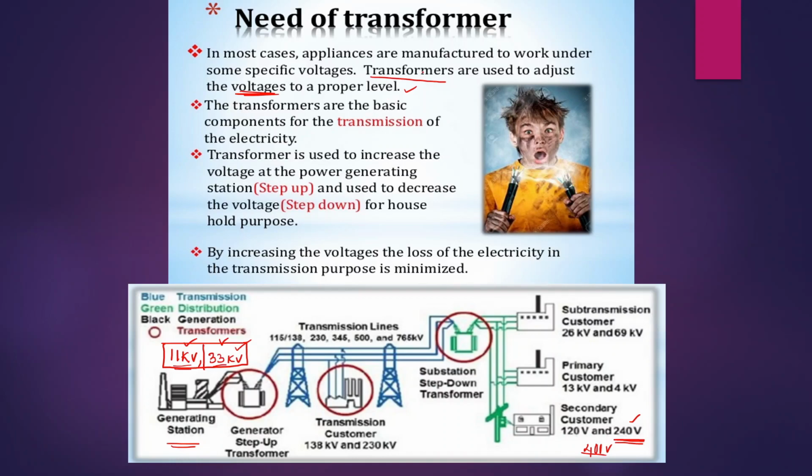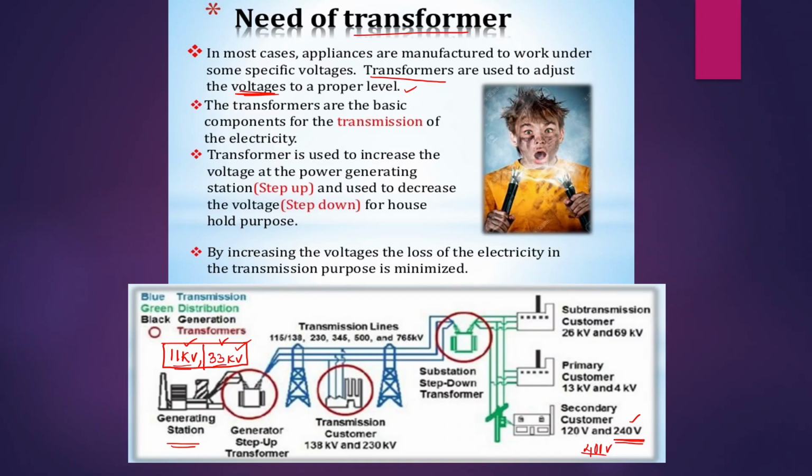But how to transfer that voltage? The available voltage at our domestic supply is 240 volts. How can you convert that 240 volts to 12 volts? That is possible by using a transformer. A transformer transfers electrical energy from one circuit to another circuit without changing frequency. It can change the voltage from one level to another level, and it can change the current from one level to another level without changing power and frequency. So that is a transformer.